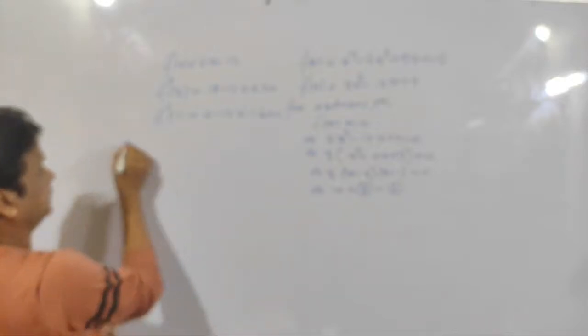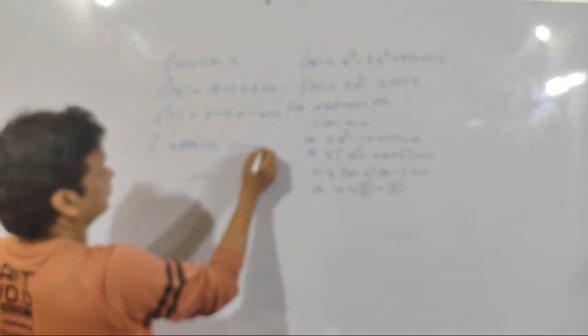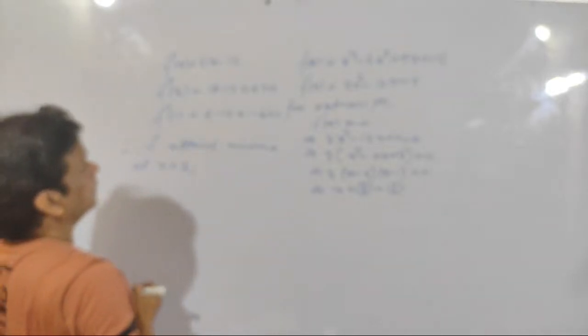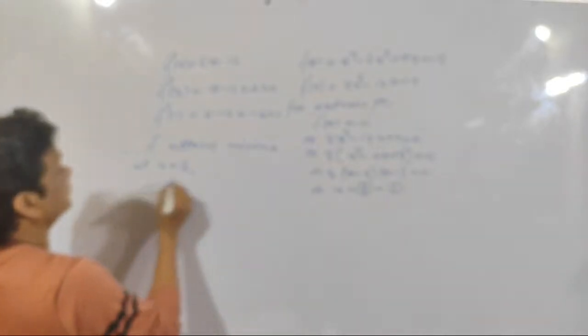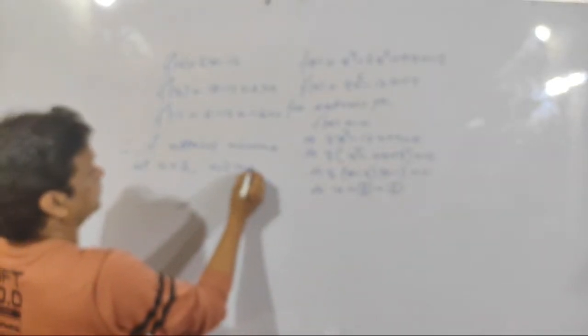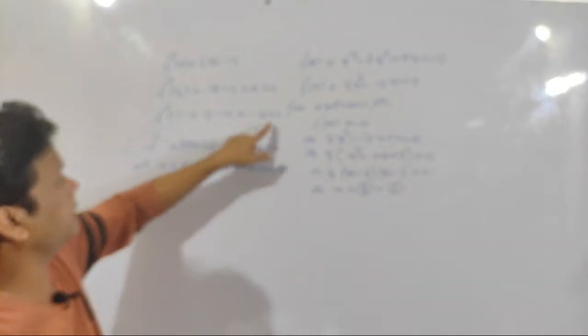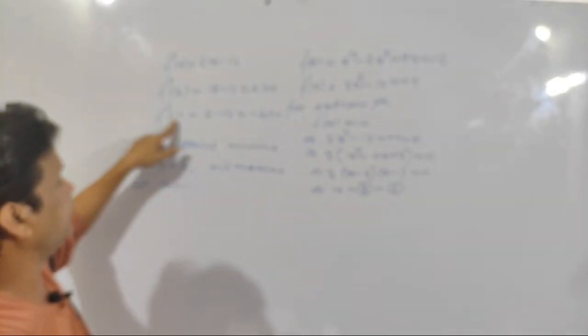And if the double derivative is greater than 0, then it is minima. Therefore, f attains minima at x is equal to 3 and maxima at x is equal to 1. Because if you put x is equal to 3, then the double derivative is positive. So at x is equal to 3, the function attains minimum. And if you put x is equal to 1, the double derivative becomes negative. So the point x is equal to 1 is the point of maxima. Okay. So this is all about the second derivative test.